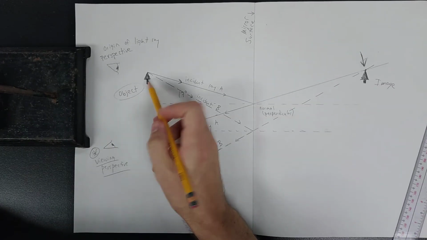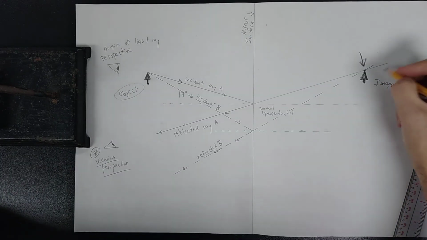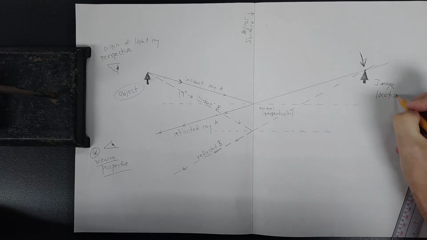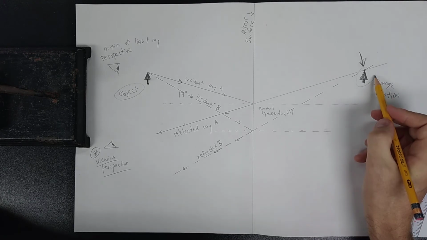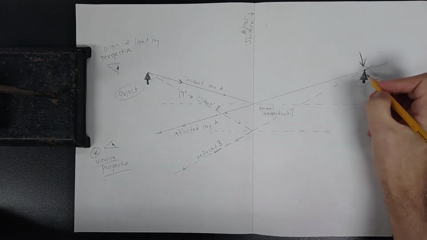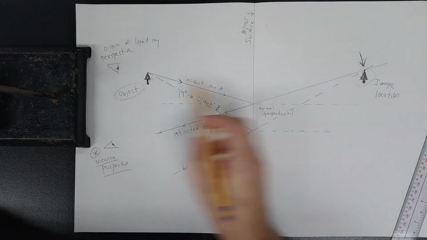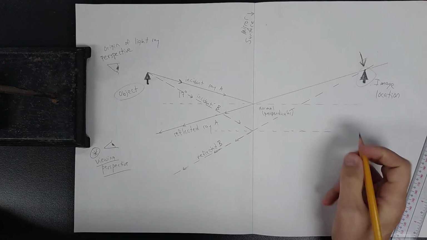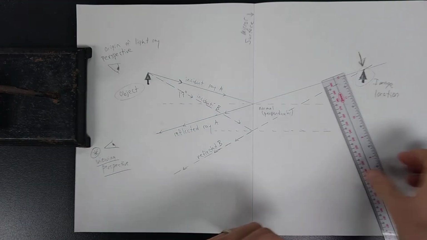So the object is here. The image on the other side of the mirror would appear to be here at this location. So this is where the image location is. It would be appearing in this spot right here. And we can figure that out with these ray diagrams that we drew. I don't think it's quite the right size, but you should get the idea at this point of how it works.